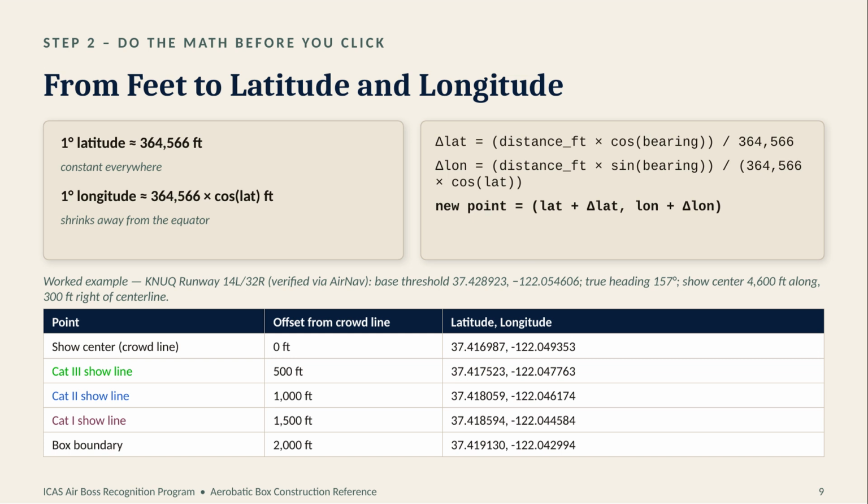The show center on the crowd line at 0 feet offset, the Category 3 show line at 500 feet, Category 2 at 1,000 feet, Category 1 at 1,500 feet, and the outer box boundary at 2,000 feet, each with its own calculated latitude and longitude. This worksheet is exactly what you'll type into Placemarks in the next step.